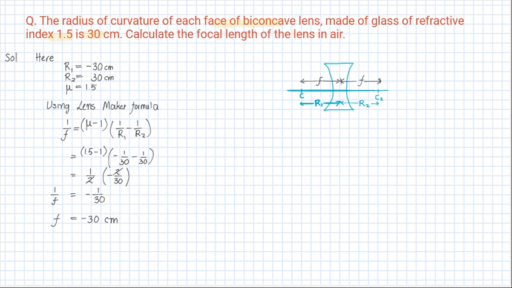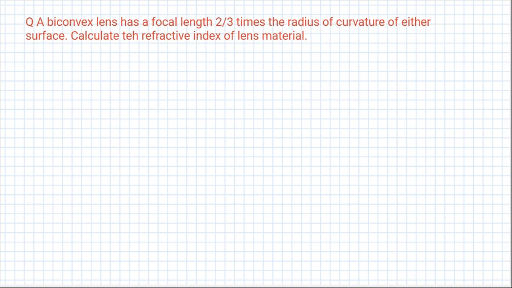Now let's move on to another numerical. Let's read the question first. A biconvex lens has a focal length 2 by 3 times the radius of curvature of either surface. Calculate the refractive index of the lens material. Now in this question they are talking about a biconvex lens.